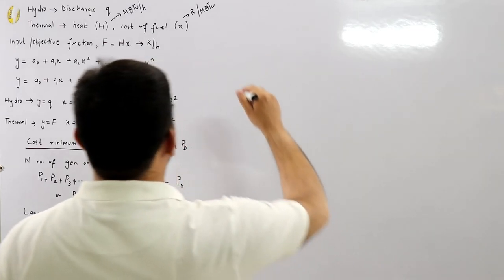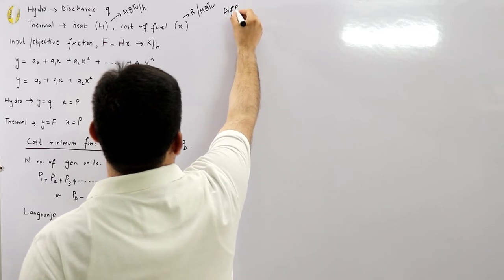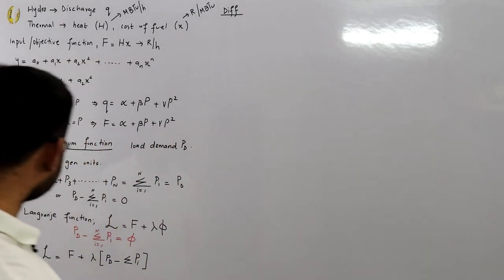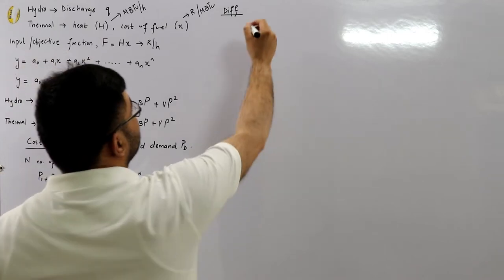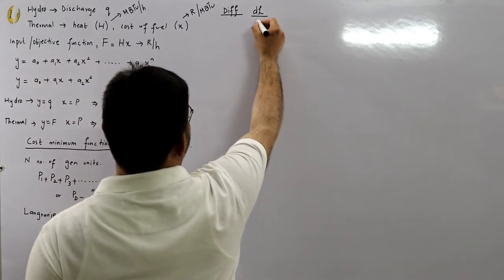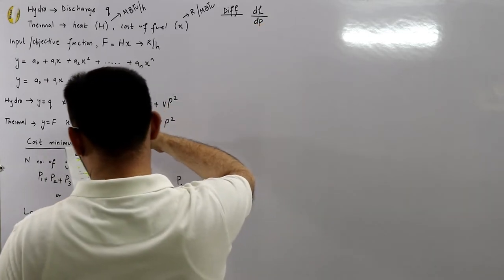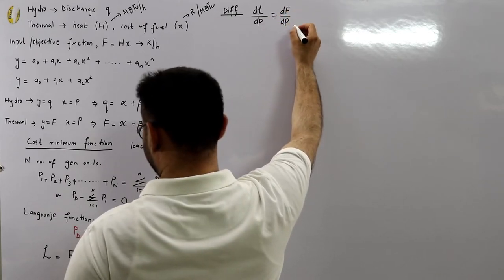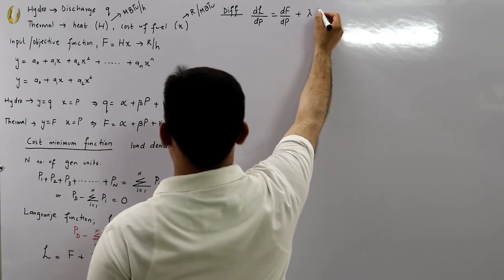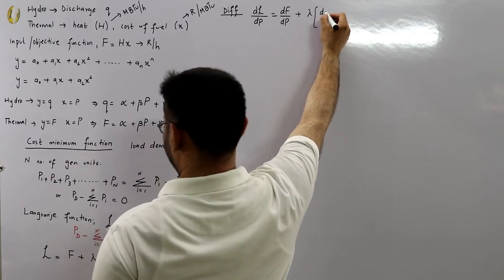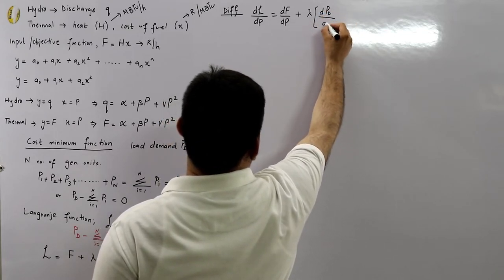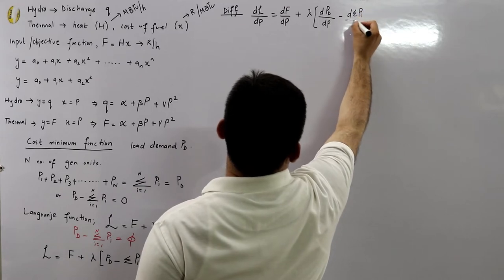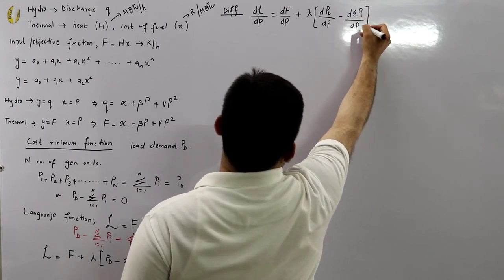So for that, what do we do? We differentiate it, and for the minimum we have to put that equal to zero, because at minimum the slope is equal to zero, right? Yes. So differentiate it with respect to power. dL/dP would be equal to dF/dP, plus lambda times, I would just put it inside, dPD/dP, and then minus d of the summation of the power generated with respect to the total power.